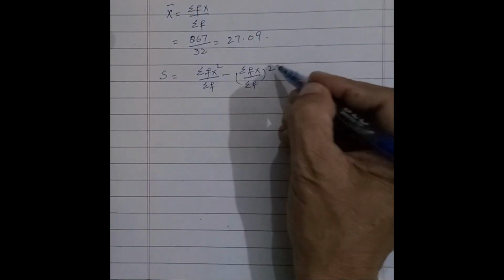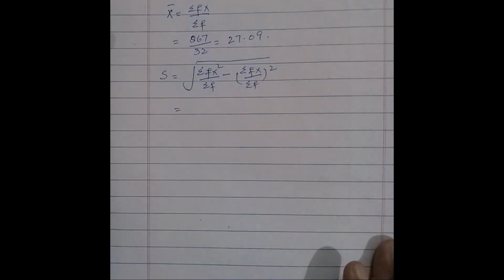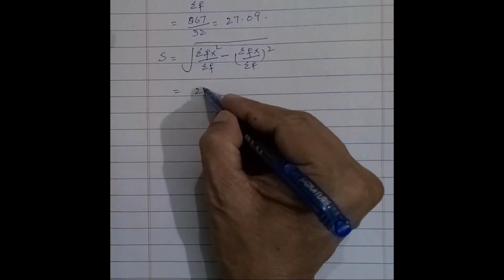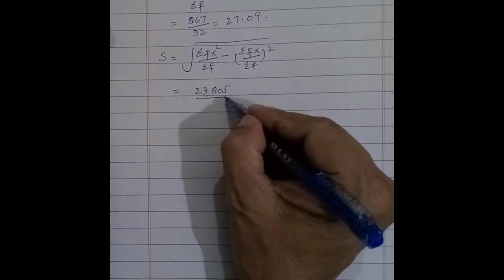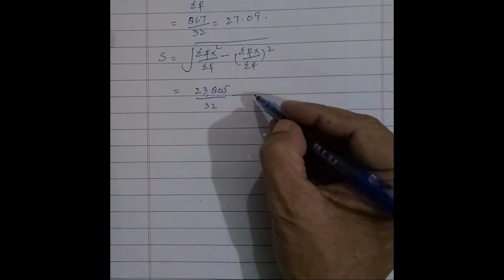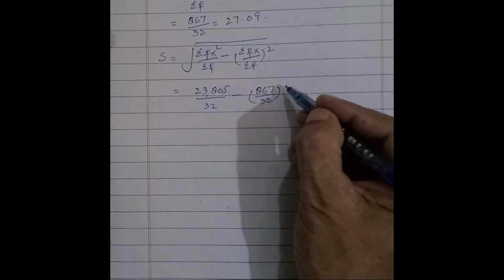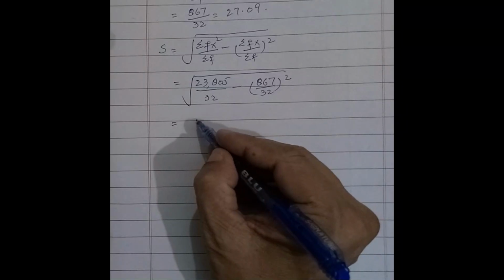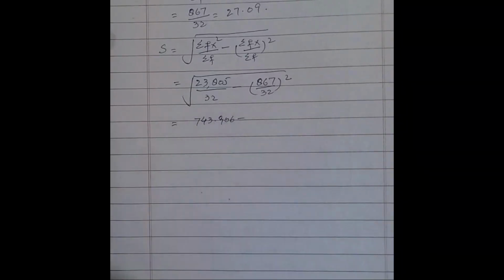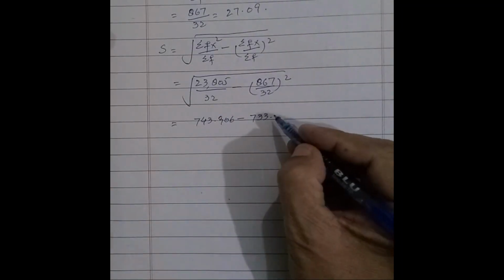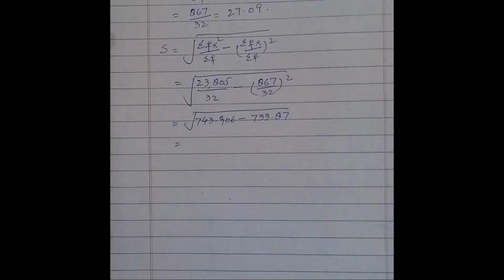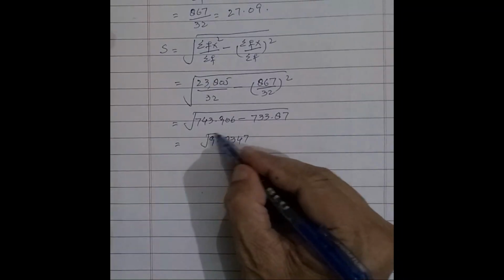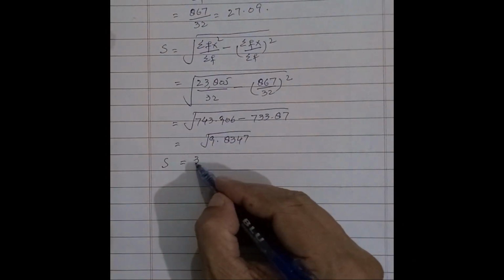And the standard deviation s is equal to the square root of summation fx square over summation f, minus summation fx over summation f, whole squared. Now we put in all the values: summation fx square is 23,805 over summation f, which is 32, minus summation fx, 867 over 32, whole square, and take the square root of the values. Simplifying these values, we get 743.906 minus 733.87, and square root. Subtracting and simplifying, we get 9.8347 square root, and the value of standard deviation is 3.136.